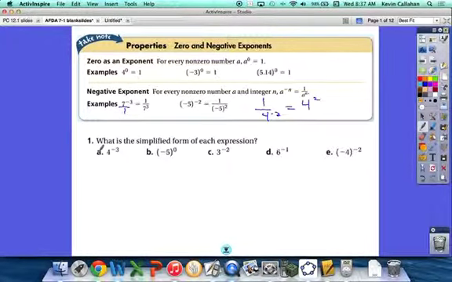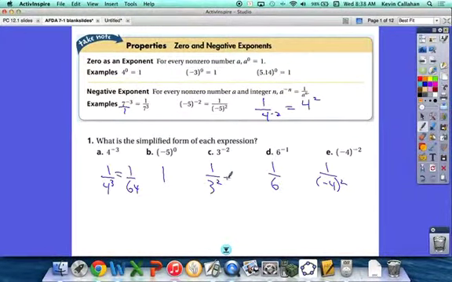Looking at these here, 4 to the negative 3, if I apply this property, you get rid of the negative by doing what? 1 over 4 to the positive 3. Negative 5 to the 0 is this property, 1. 3 to the negative 2 is 1 over 3 to the positive 2. 6 to the negative 1, 1 over 6. Negative 4 to the negative 2. Now, you can also simplify those. 1 over 4 to the third is 1 over 64. 1 over 3 squared is 1 over 9. 1 over negative 4 squared is 1 over 16.